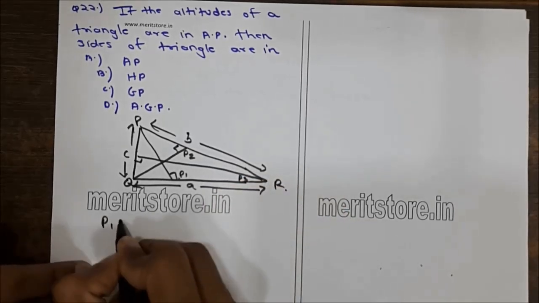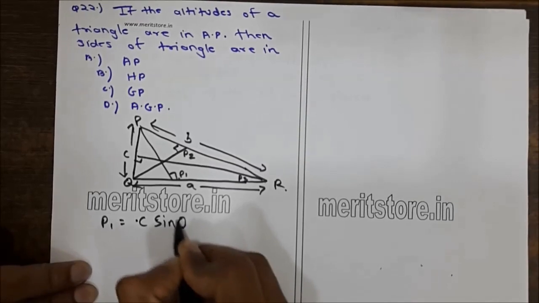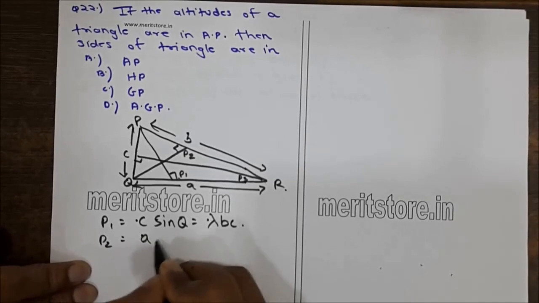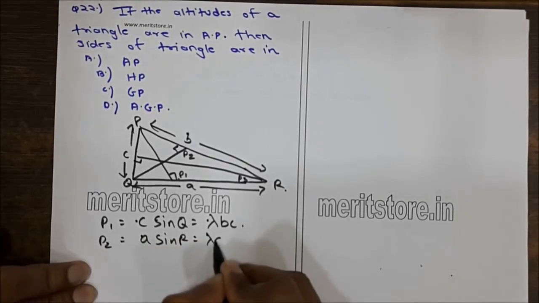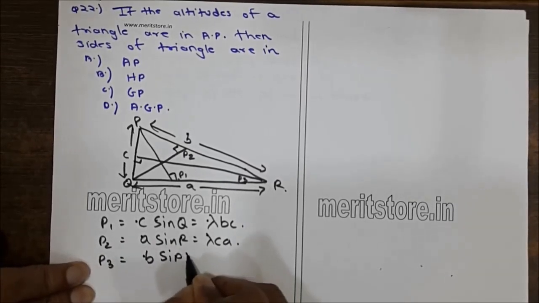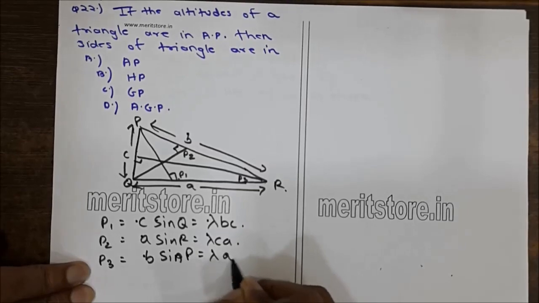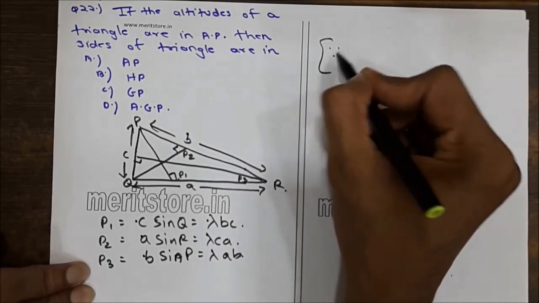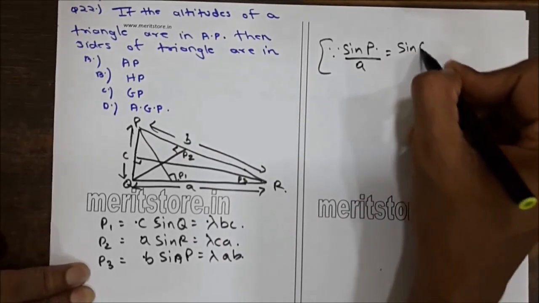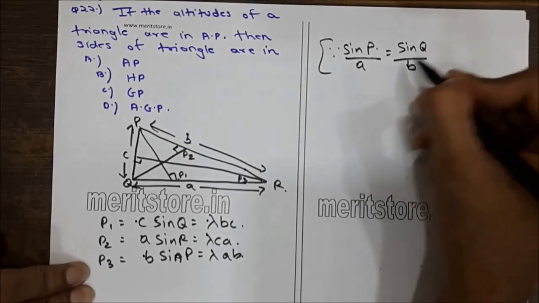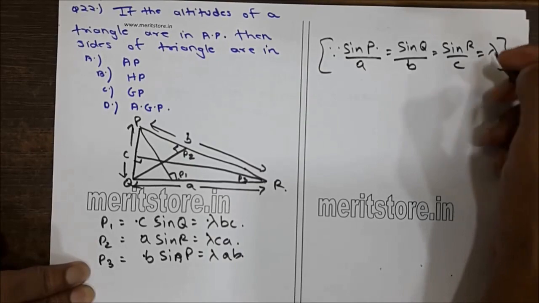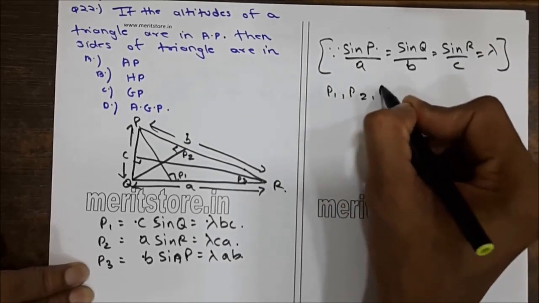For P1, we can write C sine Q is equal to lambda of BC. For P2, we can write A sine R, lambda of CA. P3 as B sine P equal to lambda of AB. Since we have sine P upon A is equal to sine Q upon B equal to sine R upon C, which is equal to lambda, therefore we can say that P1, P2, P3 are in AP.